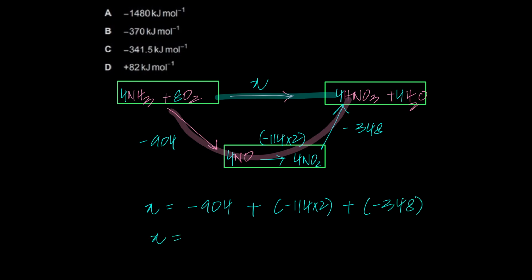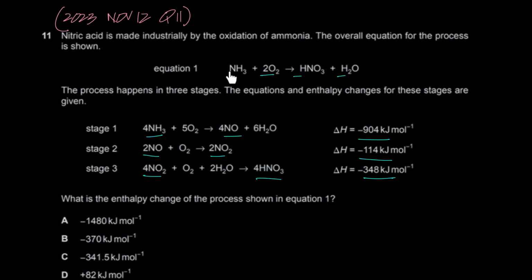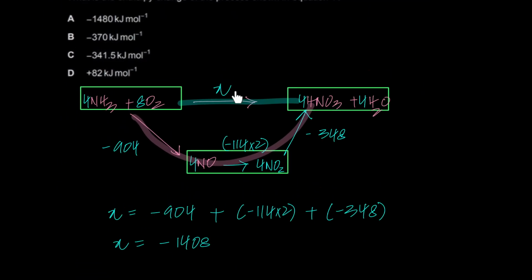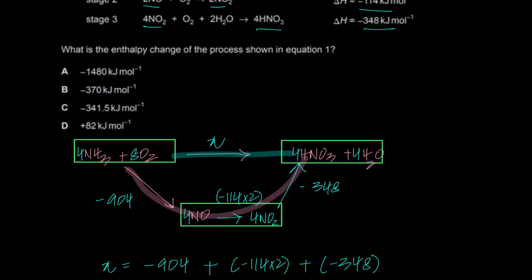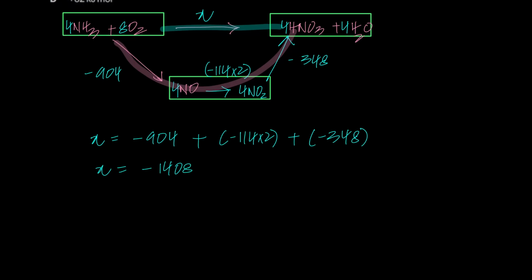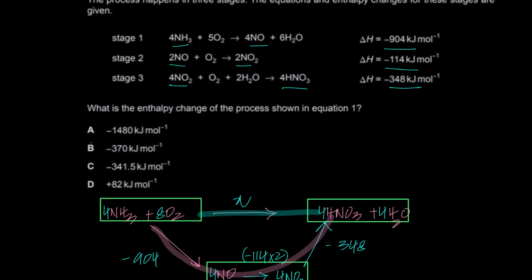So I end up with a value of minus 1408. And remember, this is for 4 of this reaction. You just need it for 1. He's asked you to find this, you've multiplied it by 4, so this x is for 4 of NH3. You have 1 NH3 here, so just divide it by 4, right? So divide this by 4, you get minus 370, and the correct answer is B.